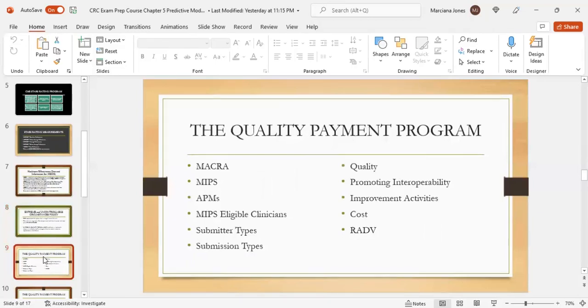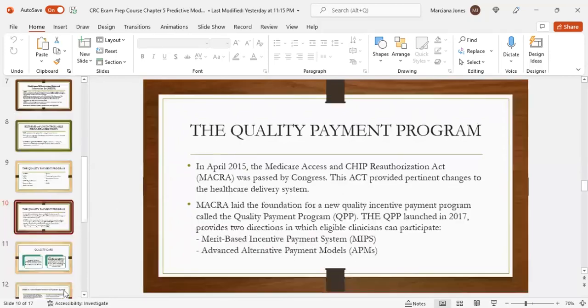The quality payment program. When you're talking about the quality payment program, you have to know about MACRA, MIPS, APM, MIPS eligible clinicians, submitter types, submission types, quality, promoting interoperability, improvement activities, cost, and RADV. So, let's talk about the quality payment program.